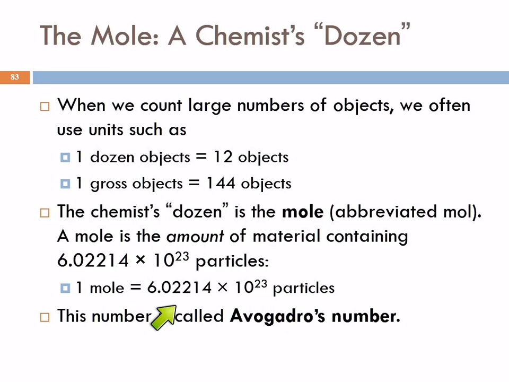This is a number that you need to memorize. You should learn it to at least 4 significant figures, 6.022 times 10 to the 23rd. It's actually known more accurately than that, but most of our other measurements would limit it, so we don't need to worry about it.